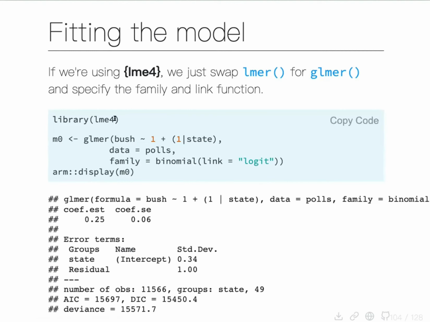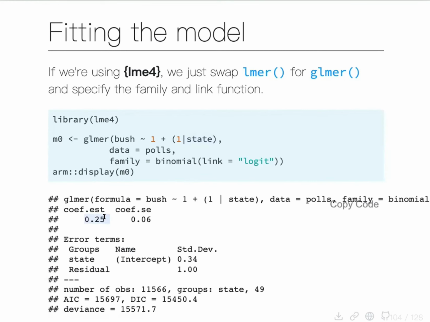We're going to load lme4. We're going to say Bush, the 0s and 1s, is predicted by an intercept plus intercept variability between states. The data is polls and the family is binomial with a logit link. When we call summary or display on M0, it looks like this. So here's our baseline log odds. It actually hasn't changed from before.